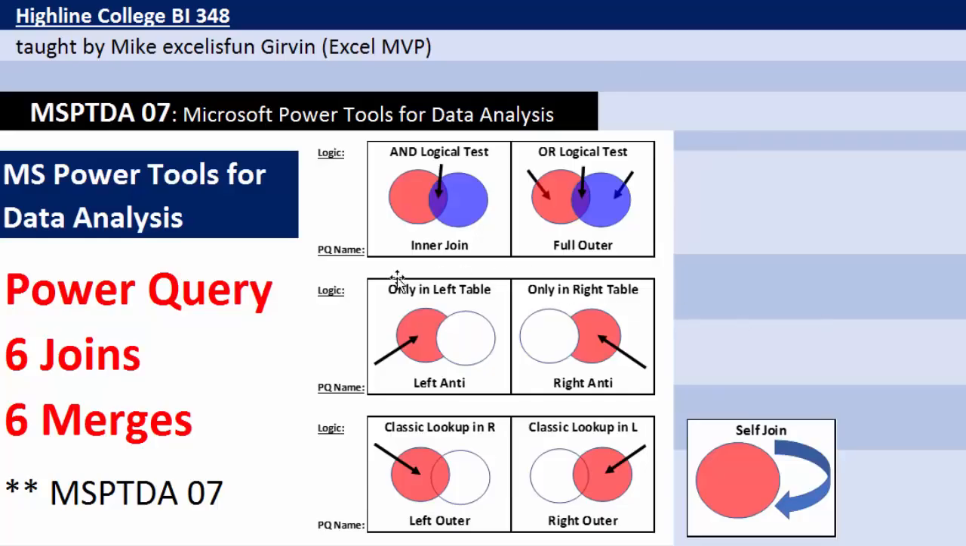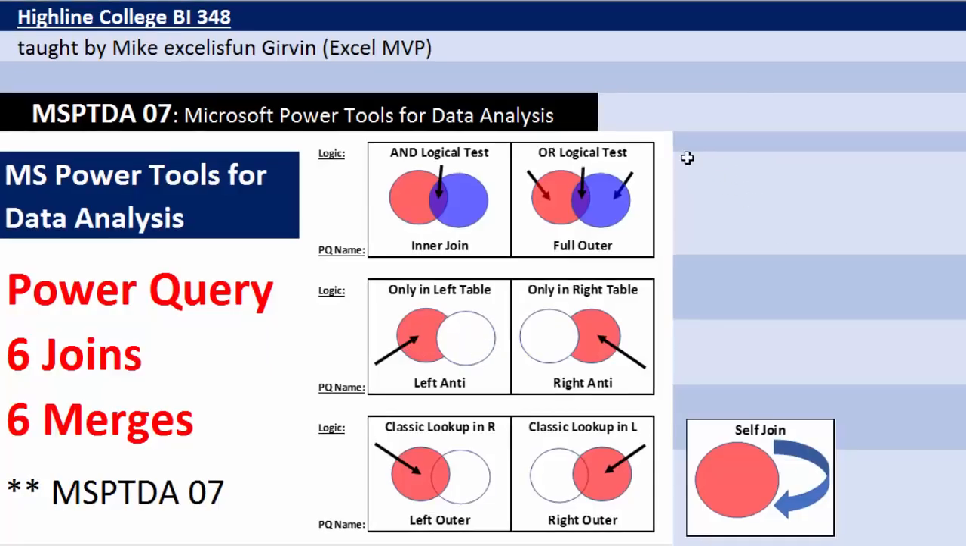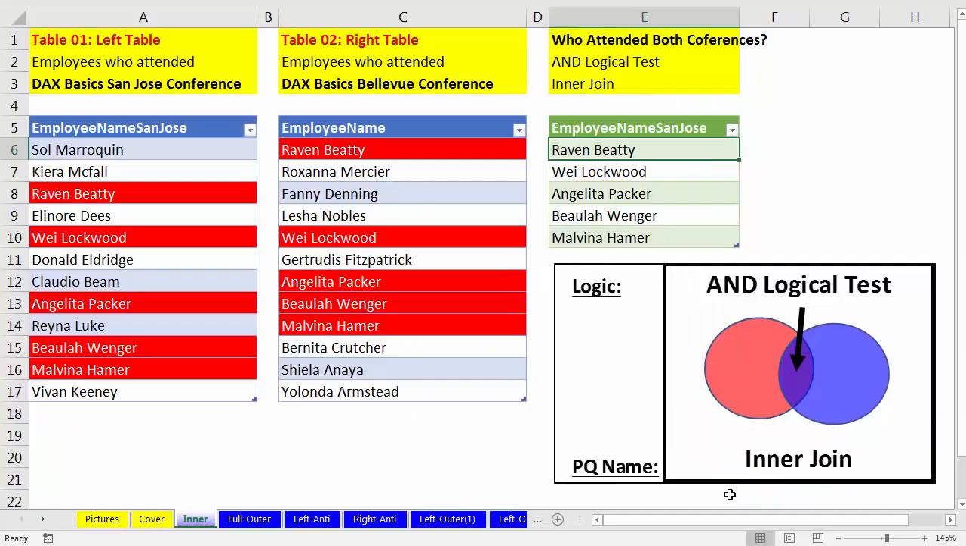In each one of these cases, we're taking 2 tables and doing some sort of join to get some sort of merged result. For our inner join, we're going to be running an AND logical test where we're only interested in the overlap between the 2 tables. We will join the 2 employee columns, and only when the name is in column 1 and in column 2 will we take those names and merge them into a new table.